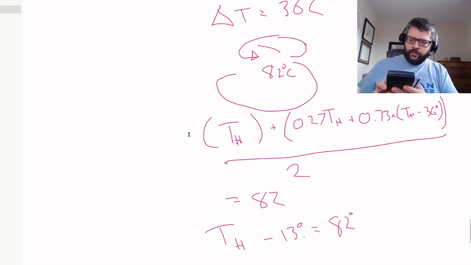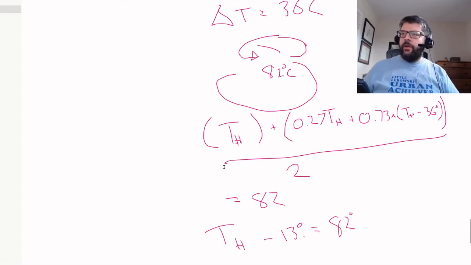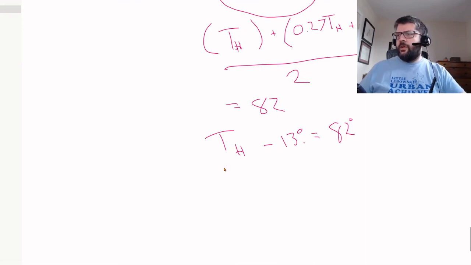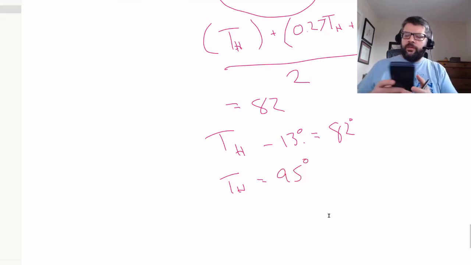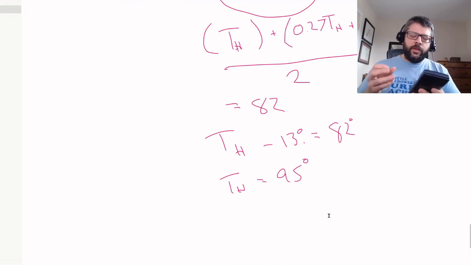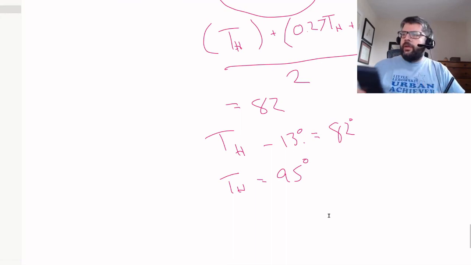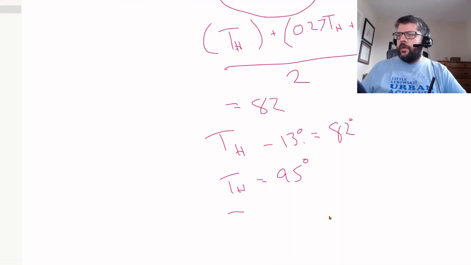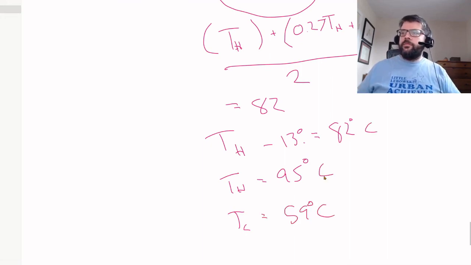So 82 plus 13 gives us a TH of 95 degrees, and then our inlet temperature, therefore, TC for cold, is going to be 58 degrees. All this in Celsius.